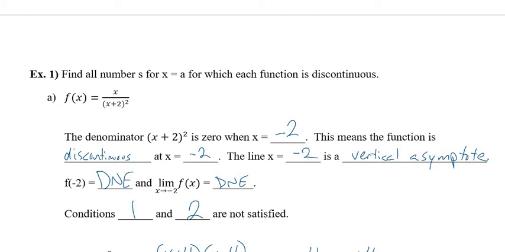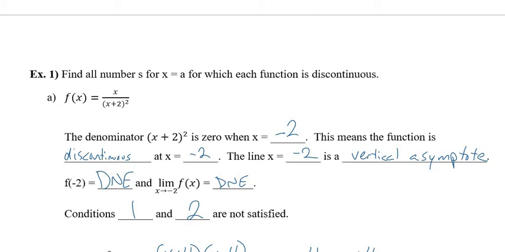So example 1, find all numbers x equals a for which each function is discontinuous. So it's asking us to find any discontinuous points in each one. So f of x equals x over (x plus 2) squared. The denominator, (x plus 2) squared, is 0 when x equals negative 2. Just set it equal to 0 and solve. This means the function is discontinuous at x equals negative 2. The line x equals negative 2 is a vertical asymptote.